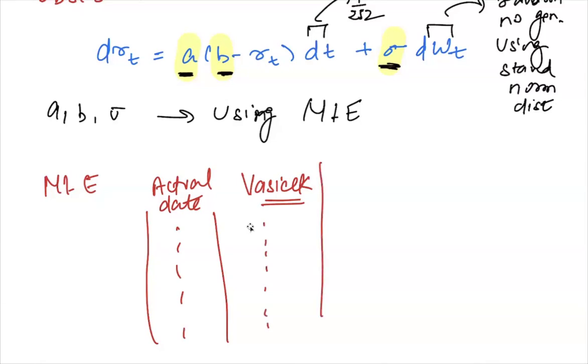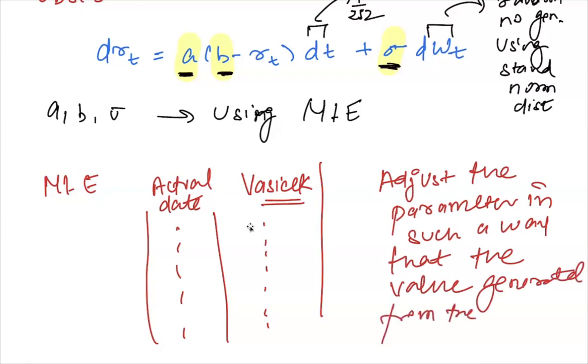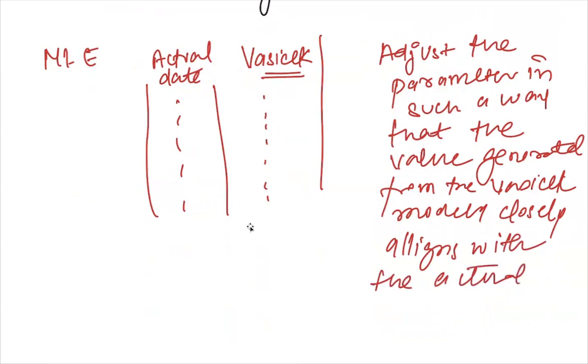So now what MLE does is it will adjust the parameters in such a way that the values generated from the Vasicek model closely align with the actual data. Okay, and that's why we calibrate these interest rate models. Otherwise there would be no sense, right?